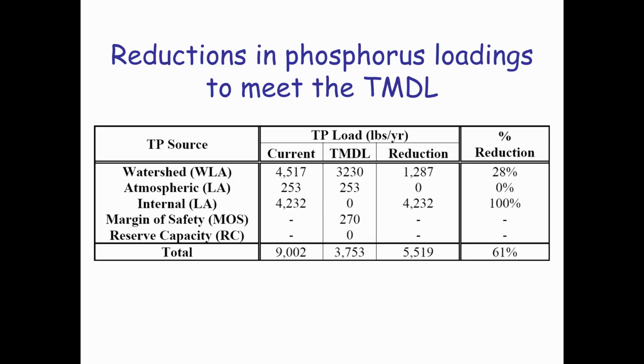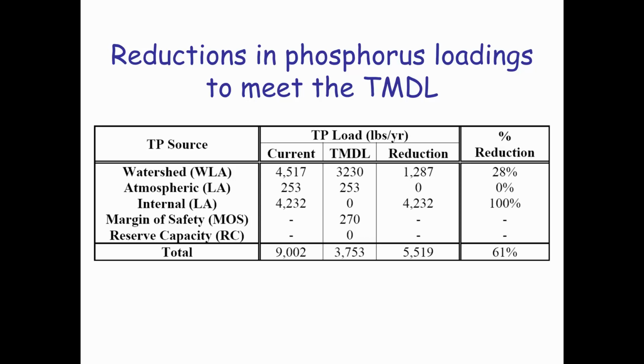It's just a given. Again, that was estimated by Barr Engineering for this region. So there's no reduction for the atmospheric. For internal loading, we derived a very large number of 4,232. Part of it's from sediment, and part of it's from the curly pondweed. It's assumed that somehow this can be taken care of to reduce it to 0, so that there's 100% reduction.